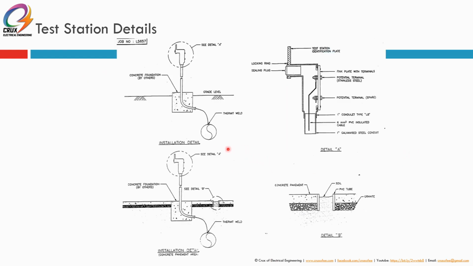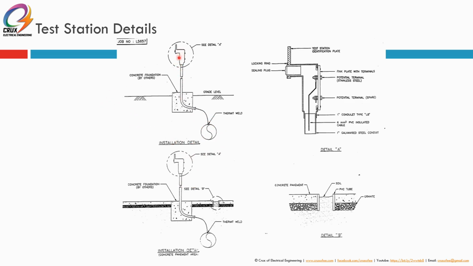You also have test station details. This is where you do your monthly check. This is normally located along a pipeline, I would say every kilometer or every 1 to 1.5 kilometers. You will install a test station, where one part of the test station is connected directly to the pipeline through a thermite weld connection, whereas there's also another part which is left open.